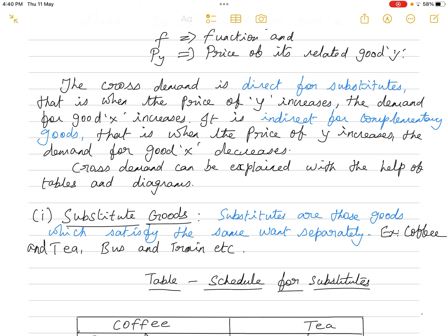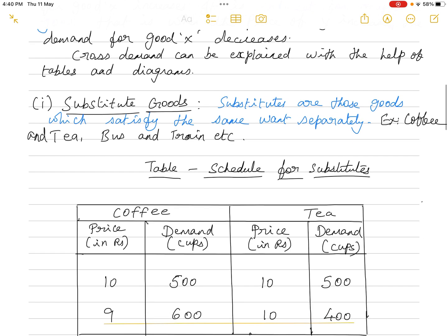Okay, so cross demand can be explained with the help of tables and diagrams. First, let us take the substitute goods. Now, what is the meaning of substitute goods? Substitutes are those goods which satisfy the same want separately. Okay, they are not together, they satisfy the same want separately. Example, you can give any example. Here I have given coffee and tea, bus and train, etc.